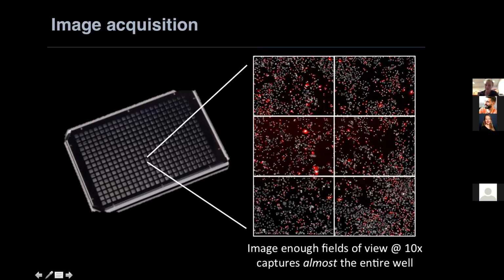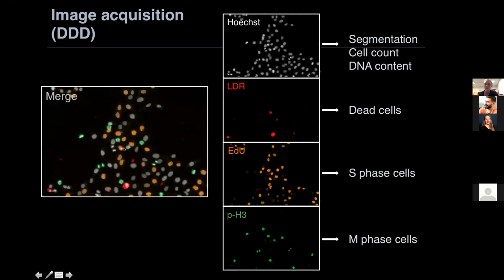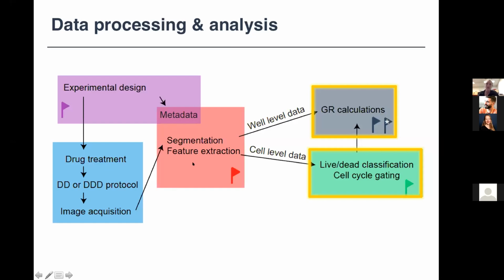So if you don't image the whole well, you might not capture a representative density of cells at endpoint. And so for the DyeDrop staining procedure that I outlined, we're capturing 2 channels. We're looking at Hoechst and the live dead marker. For the deep DyeDrop version, in addition to Hoechst and the live dead marker, we're also imaging EdU signal and phosphohistone H3 signal.